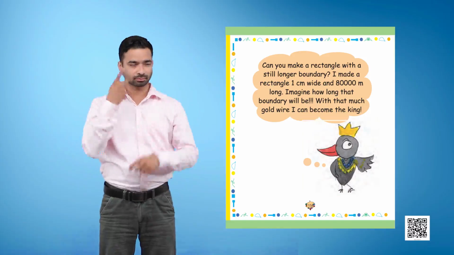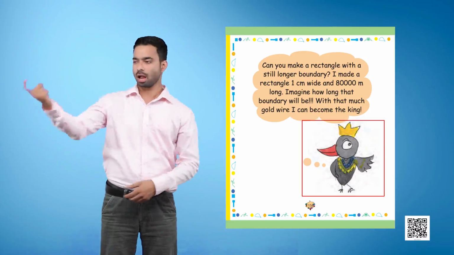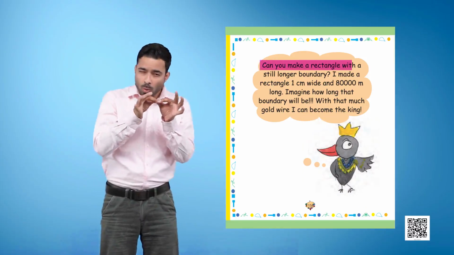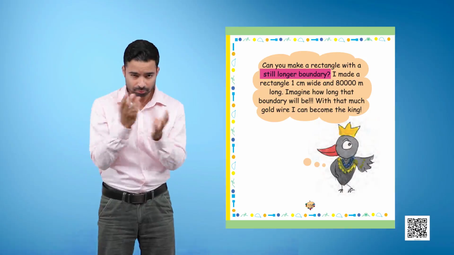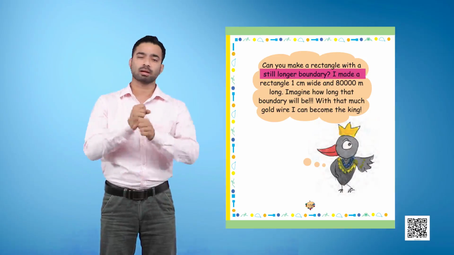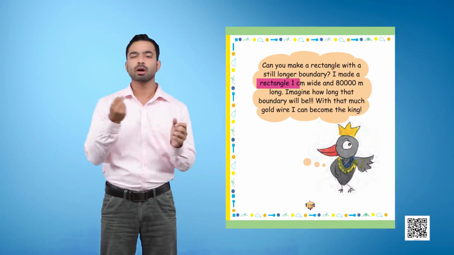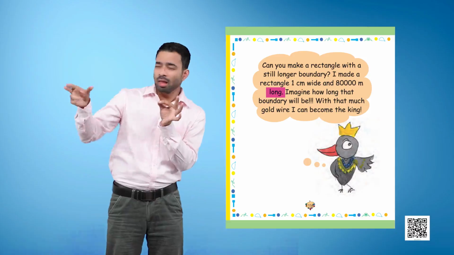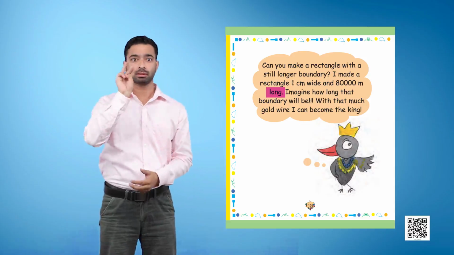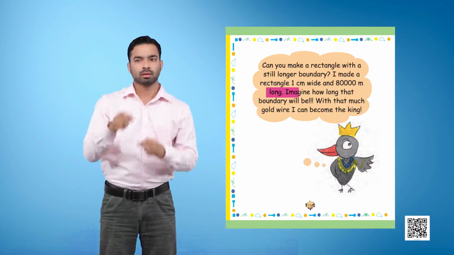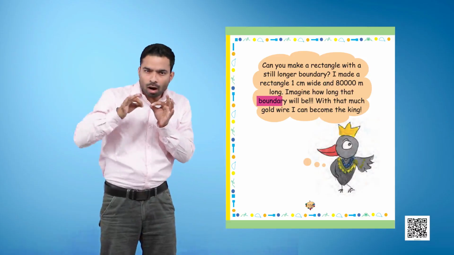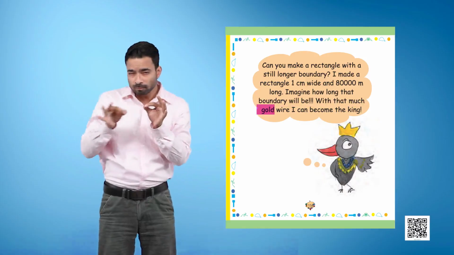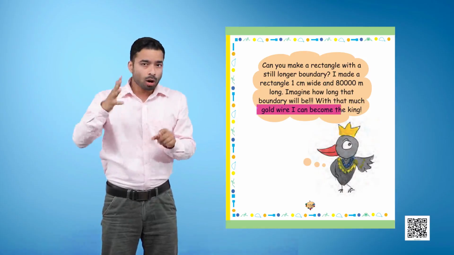On the bottom right of the page, we again have the wise bird asking us, "Can you make a rectangle with a still longer boundary? I made a rectangle 1 centimeter wide and 80,000 meters long. Imagine how long that boundary will be. With that much gold wire, I can become the king."